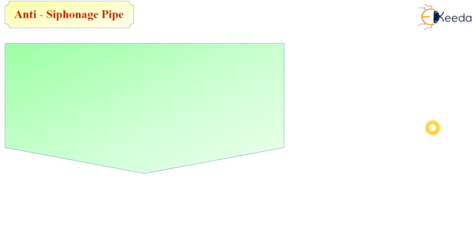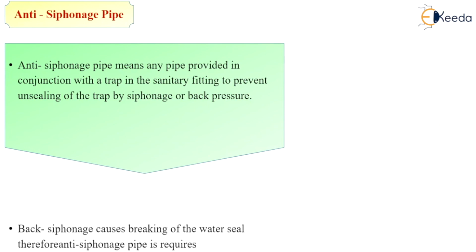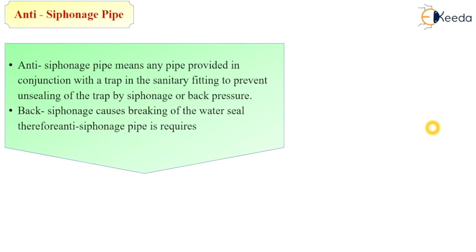And next is the anti-siphonage pipe. In the previous slide we described siphonic actions, so anti-siphonage pipes are installed particularly to break the siphonic action. An anti-siphonage pipe means any pipe provided in conjunction with the trap in the sanitary fittings to prevent the unsealing of the trap by siphonage or back pressure. Back siphonage causes breaking of the water seal, therefore the anti-siphonage pipe is required.